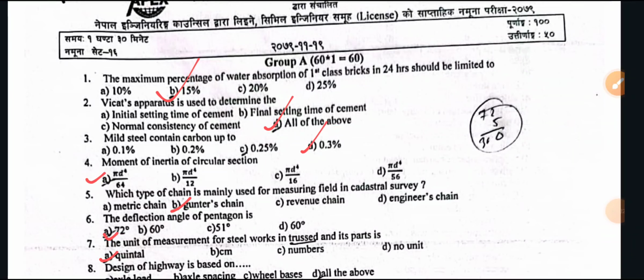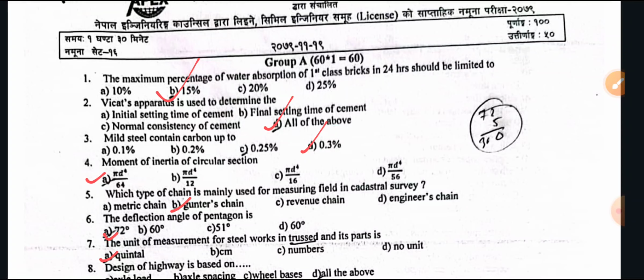The maximum percentage of water absorption of first class brick is limited to 15%. Vicat apparatus is used to determine initial setting, final setting, normal consistency, and all of the above.